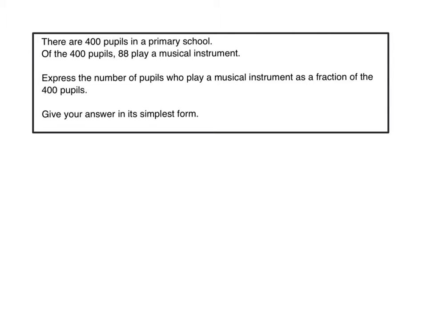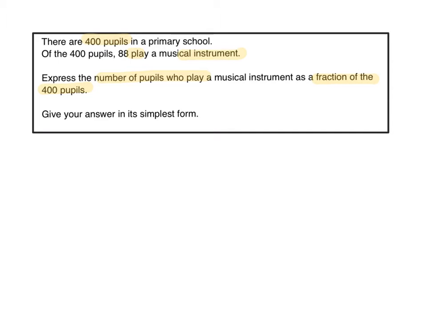Got a wordy question here, so I'm going to get my highlighter out. There are 400 pupils in a primary school. Of the 400, 88 play a musical instrument. Express the number of pupils who play a musical instrument as a fraction of the 400 pupils. Give your answer in its simplest form.